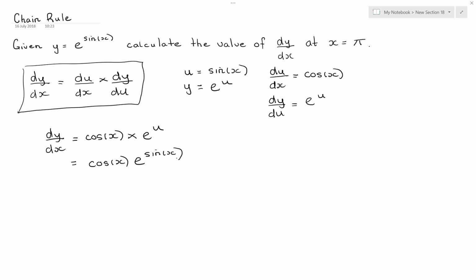But the question wanted us to find the value of dy by dx when x was equal to pi. So we need to take the dy by dx and we need to evaluate it at the point when x is equal to pi. So that takes us to cos of pi multiplied by e to the sine of pi.